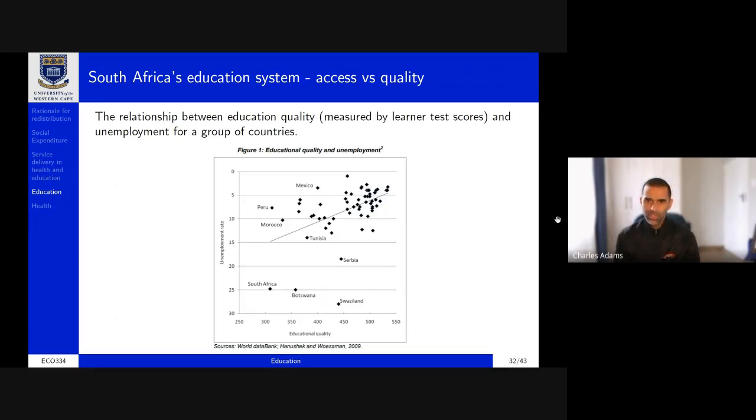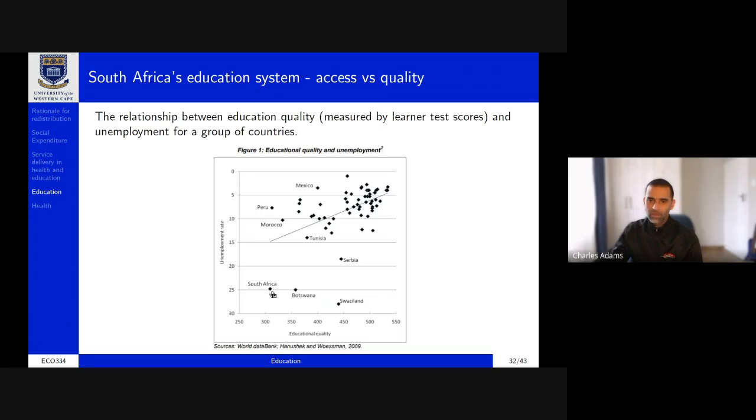So this chart looks at the relationship between education quality, measured by test scores again, and unemployment for a bunch of countries. And South Africa is over here, bottom left of this graph. So unemployment rate is given on the vertical axis, and education quality, these are the test scores that students produce, is given on the horizontal axis. So the lower you are on the left axis, the higher on the vertical axis, the higher the unemployment rate, and the further you are along the horizontal axis, the higher your education quality as measured by test scores.